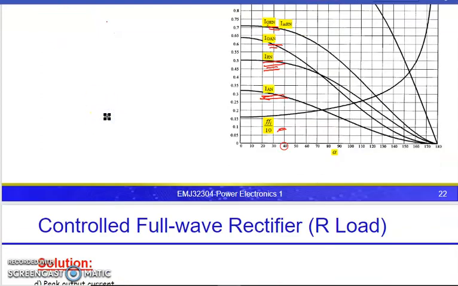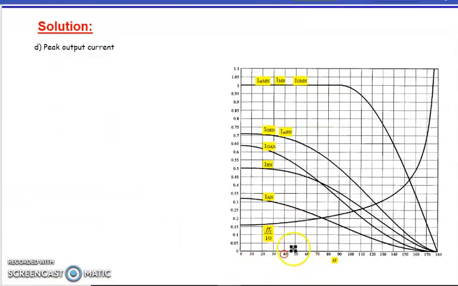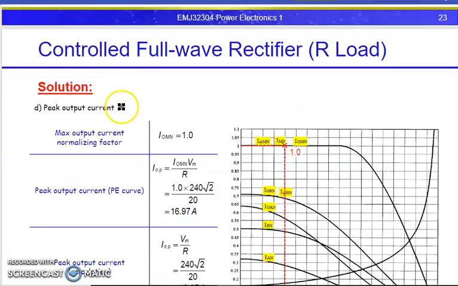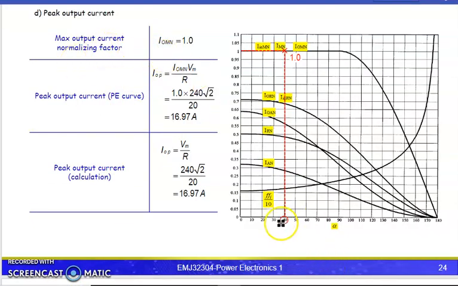Okay, we look for output current. What is the output current at this alpha of 40 degrees? The peak output current. We can see here the maximum output current at 40 degrees, the peak is still 1 per unit. So I output peak, 1 times V peak divided by the resistor value, gives 16.97. Compared to calculation, we shall get the same value because the normalized value is 1. But after 90 degrees, you can see that the normalized value will reduce and reduce. So maybe we shall have a little bit of deviation compared to calculation.